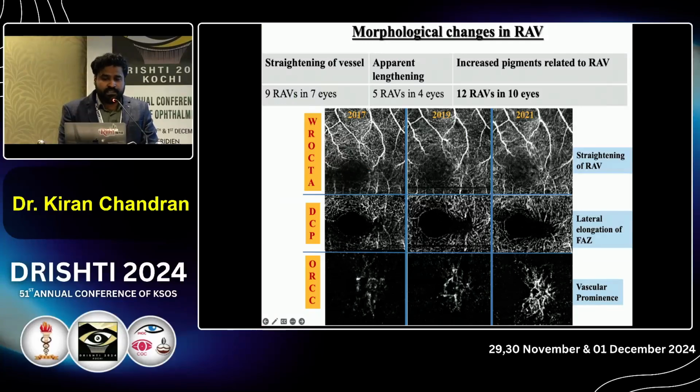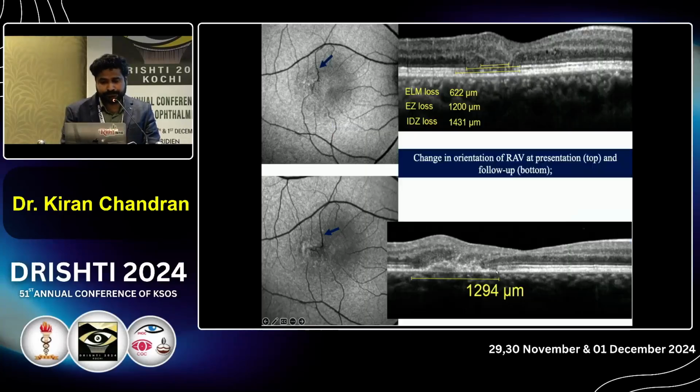Even morphological changes in the form of vessel straightening, as you can see in whole retina slab, is demonstrated over a 4-year follow-up, with subsequent DCP showing lateral elongation of the foveal avascular zone as the disease progresses, and outer retina choriocapillaris shows the formation of a well-defined vascular prominence as we progress through the disease course.